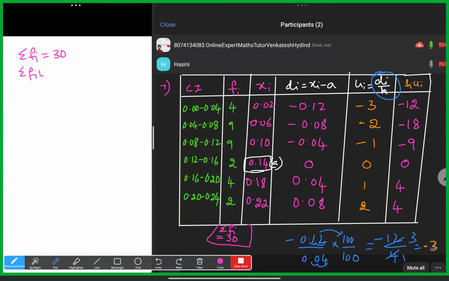Now sigma fiui, how much is it? If you add this column, plus 4, 8, how much will it be? Minus 22. Just a second.